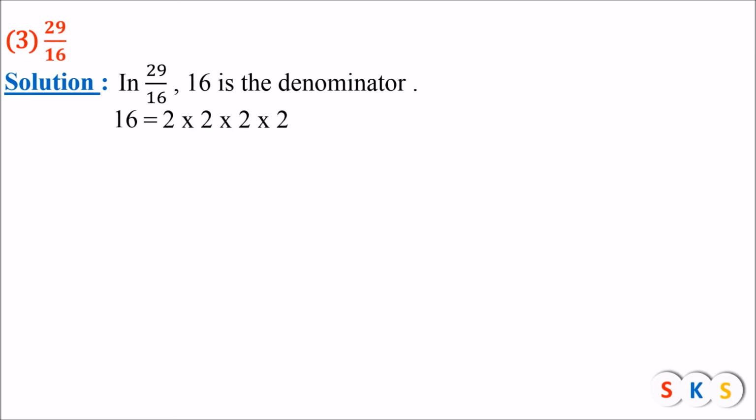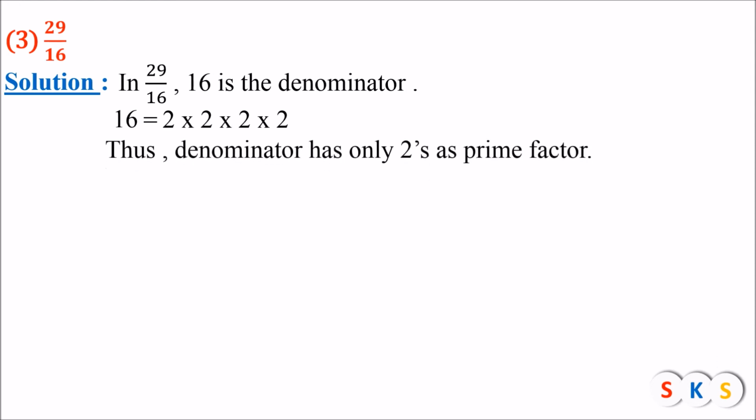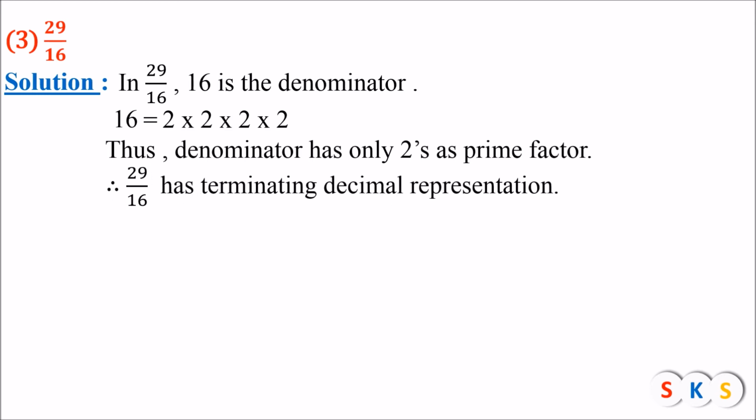Here we have question number 3, 29 upon 16. In 29 upon 16, the denominator is 16, and the prime factorization of 16 is 2 into 2 into 2 into 2, right? Thus the denominator has only 2's as a prime factor. You can see the prime factor of the denominator is only 2. Therefore 29 upon 16 has a terminating decimal representation.